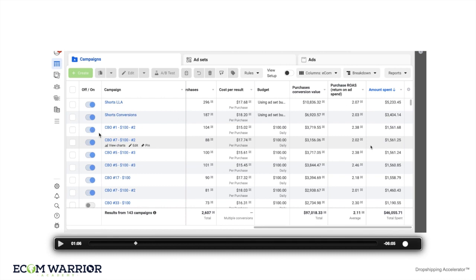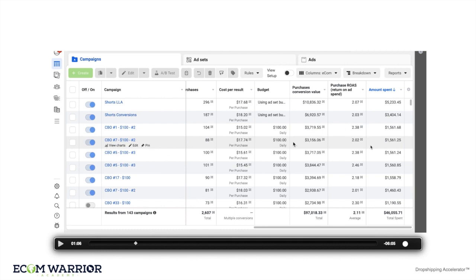Now, the next one is going to be a CBO campaign. So this CBO campaign has been duplicated, which is why it says number 2. So this one here is a duplicate of one that is performing very well. And this one is at a budget of 100. So I did, in fact, vertically scale this one from 50 to 100. And this one has spent $1,561 to generate $3,719.55 for a ROAS of 2.38. Again, just assume that the purchase conversion value and ROAS should be a bit higher.